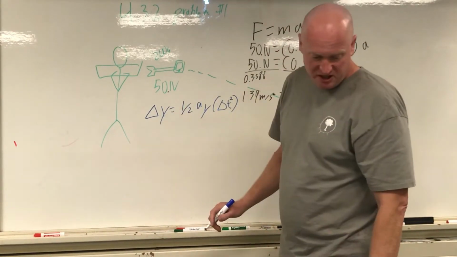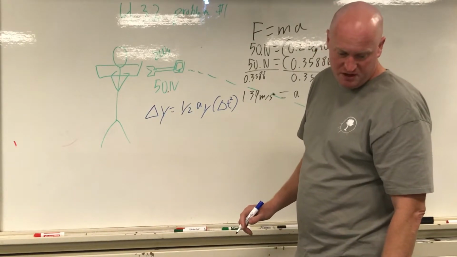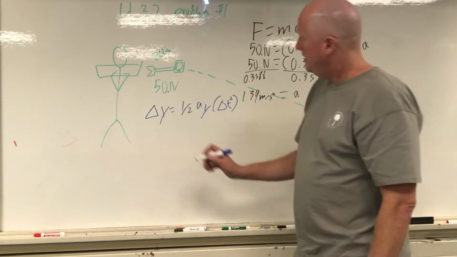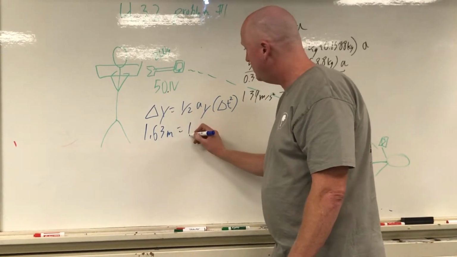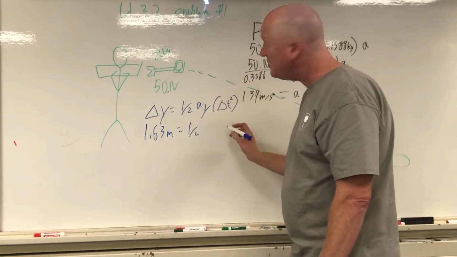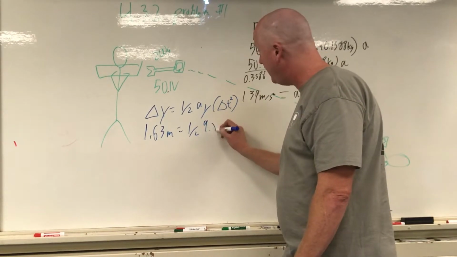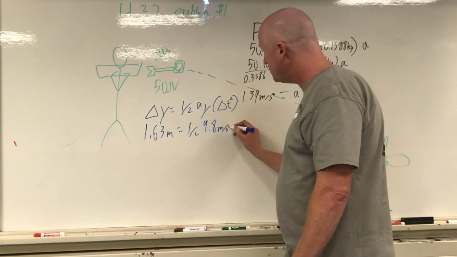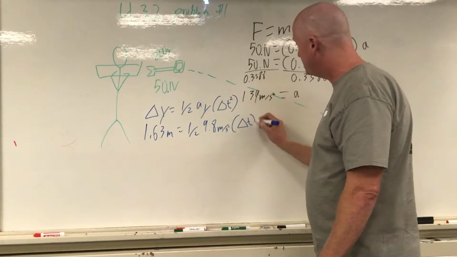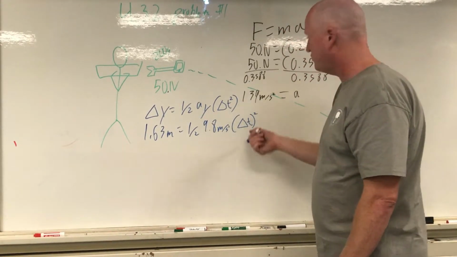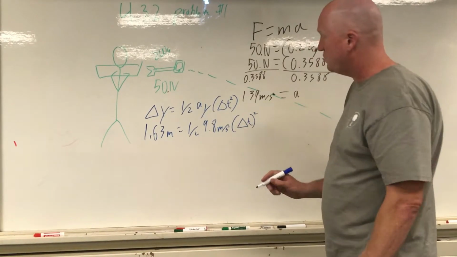So ay, in my case, my height at the shoulder, comes in at 1.63 meters, and that equals 1/2 ay. What's ay, earthlings? That's right, 9.8 meters per second squared. And then we're trying to find delta t squared. Well, we're trying to find delta t, but in the formula is delta t squared, okay?